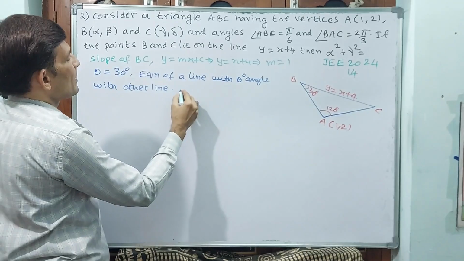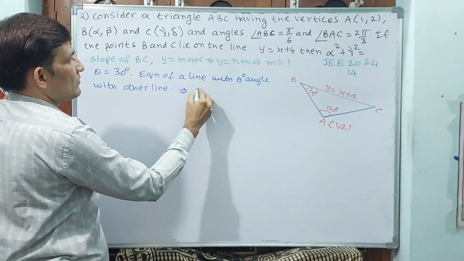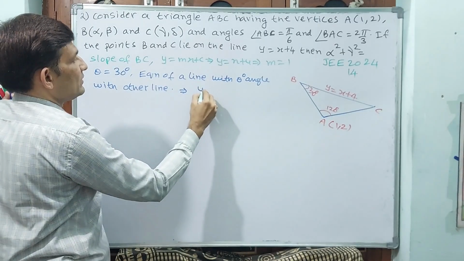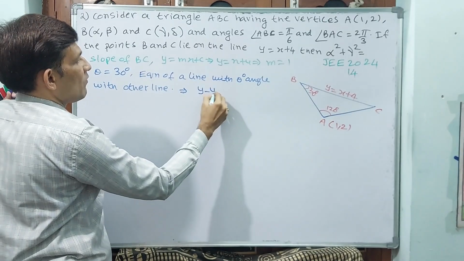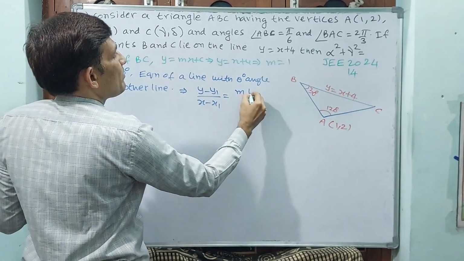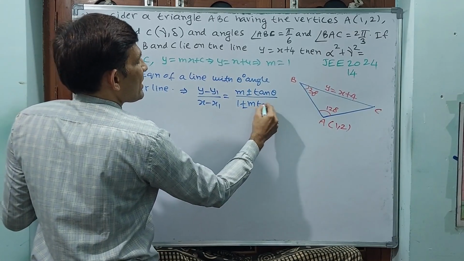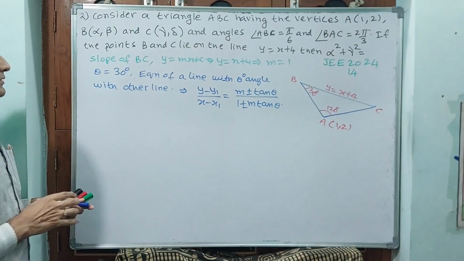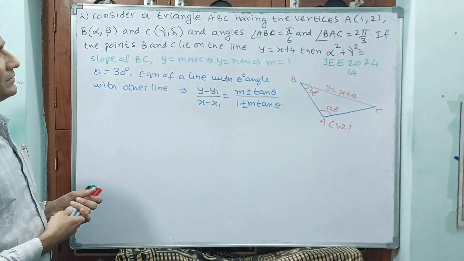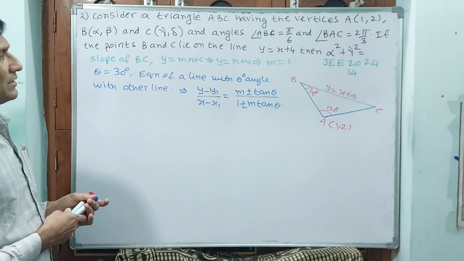I am writing, you see. (y minus y1) by (x minus x1) is equal to (m plus or minus tan theta) by (1 plus or minus m tan theta).